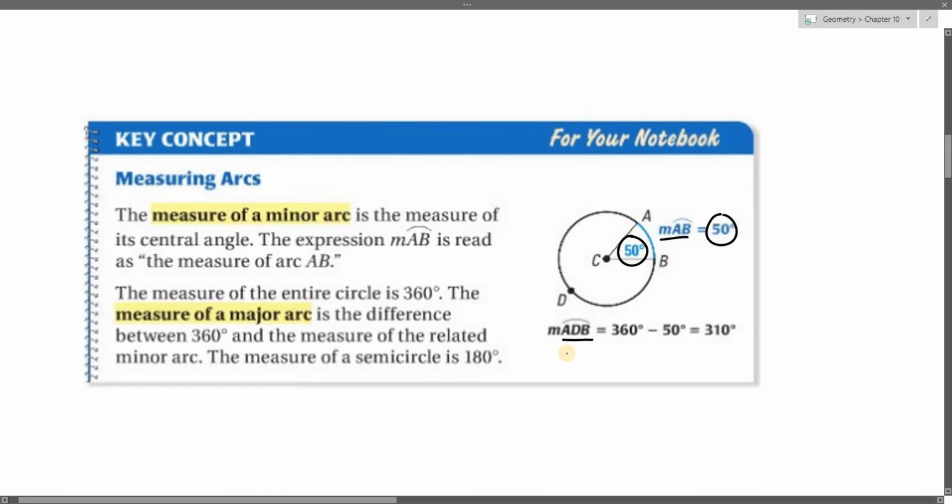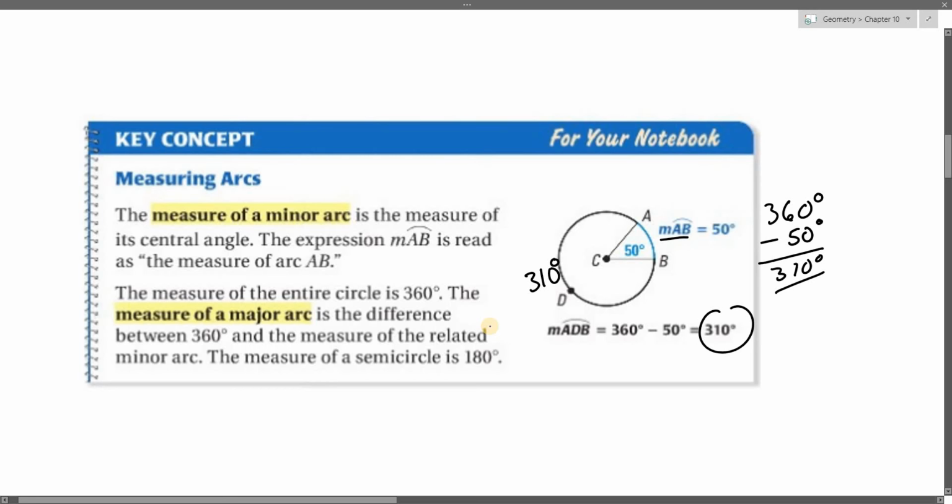So is that a major or minor arc? Answer that question to yourself. As you look, that is clearly a major arc. We're making our way around ADB. If you know that this part is 50 degrees, then you can quickly figure out the rest of the circle. The whole thing is 360 degrees, and your minor arc is 50 degrees, so you're left with a total of 310 degrees for your major arc. And so this entire arc over here has a measure of 310 degrees.